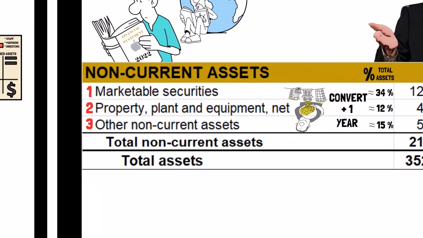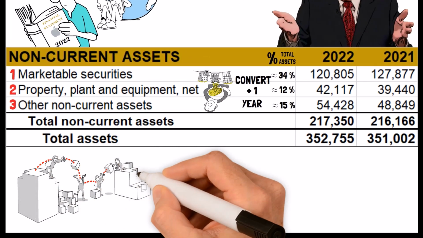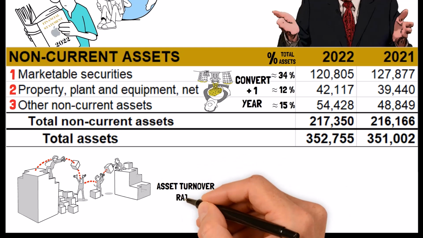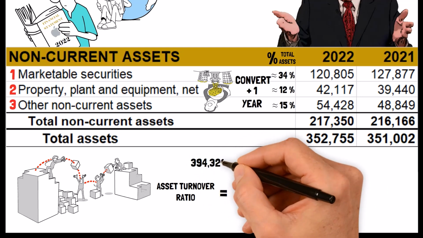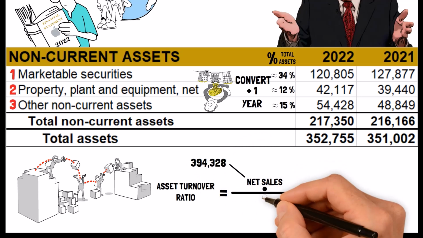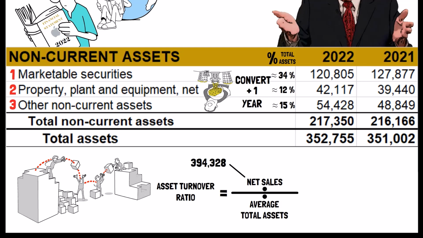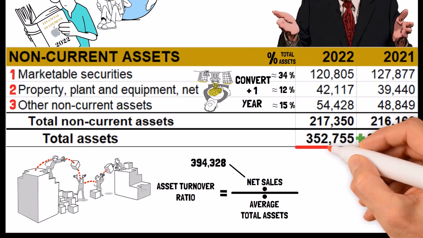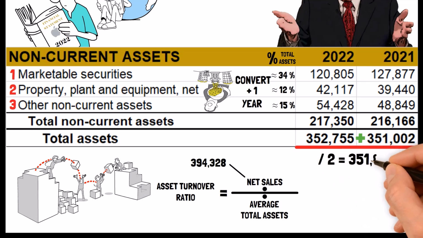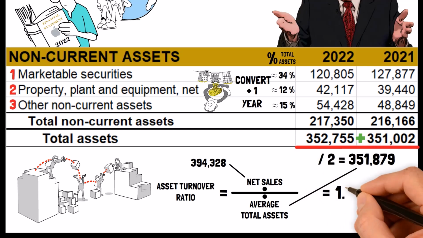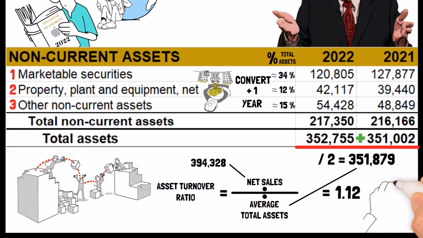A key figure for measuring the relationship between sales and assets is the asset turnover ratio. By dividing the net sales, which amounted to just above $394 billion, with the average total assets, which is obtained by adding the total assets value of 2022 plus 2021 divided by 2, a quotient of 1.12 appears, meaning that the value of the assets used is lower than the income generated from them, creating a higher efficiency.